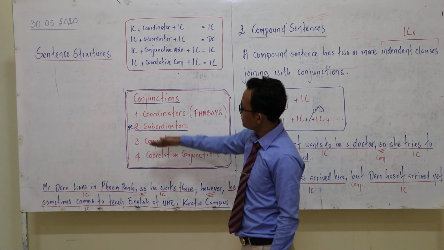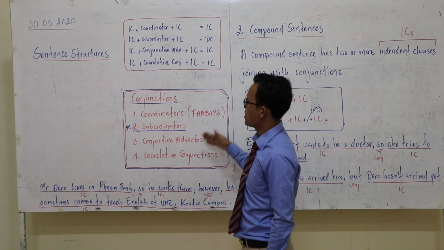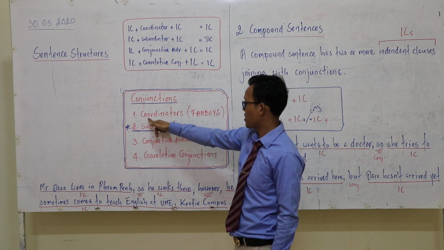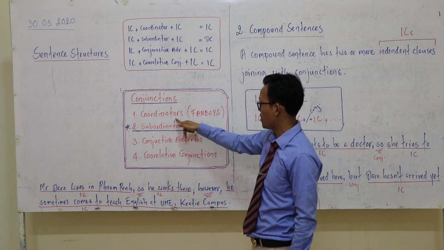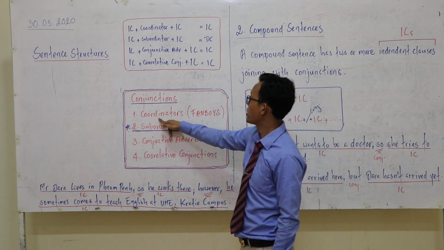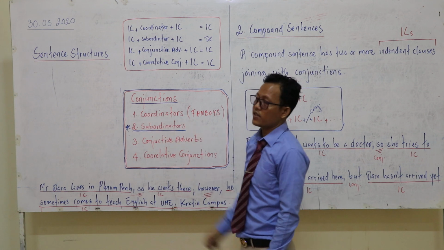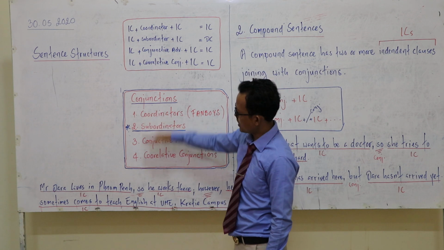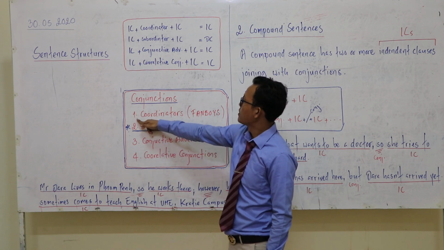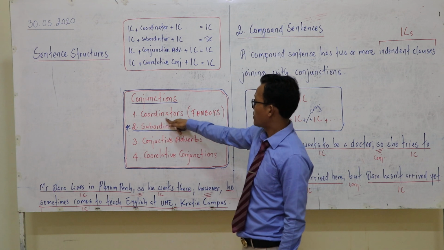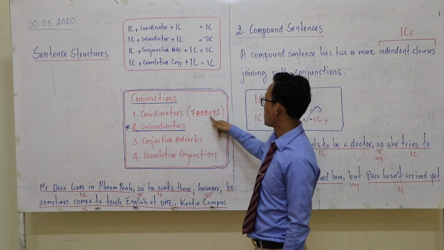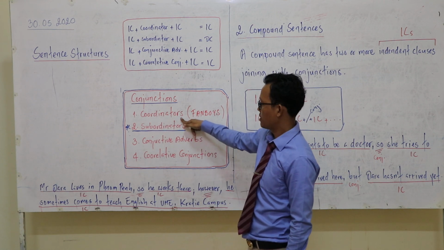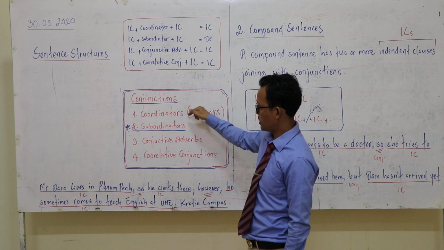So again, this is conjunction, everyone. There are four kinds of conjunctions. The first one is the coordinating conjunction, or we can say coordinator. We can say two or three ways. Number one, coordinators, or we can say FANBOYS, and another way we can say coordinating conjunction.